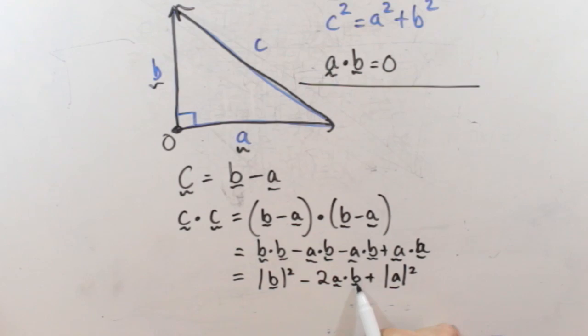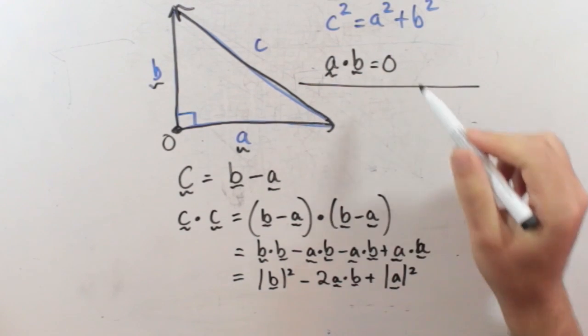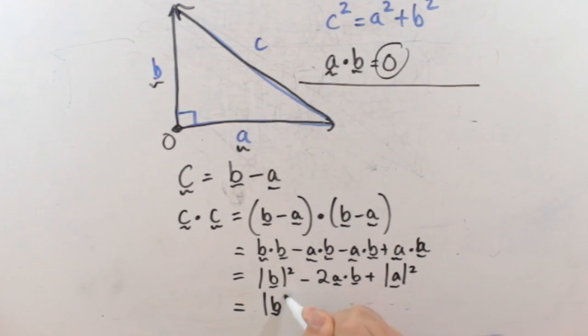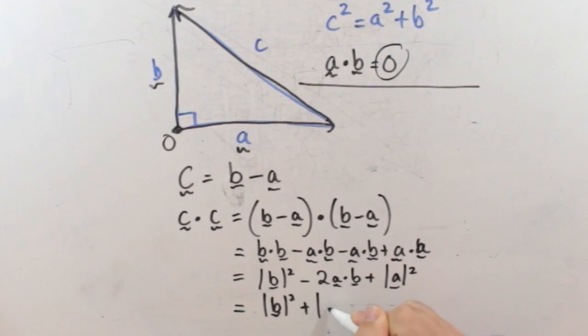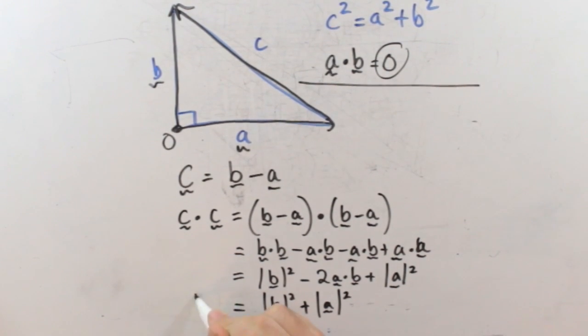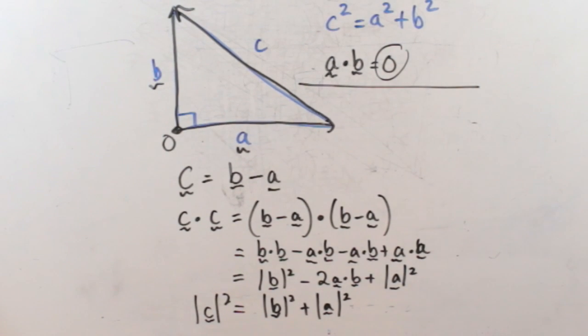Now, A dot B, because we're at right angles to each other, is 0. So we're only left with the magnitude of B squared plus the magnitude of A squared, which has to equal C dot C, the magnitude of C squared. And we've got the proof.